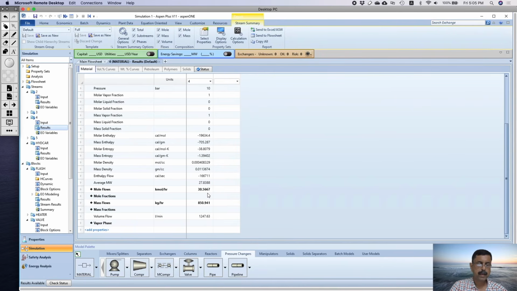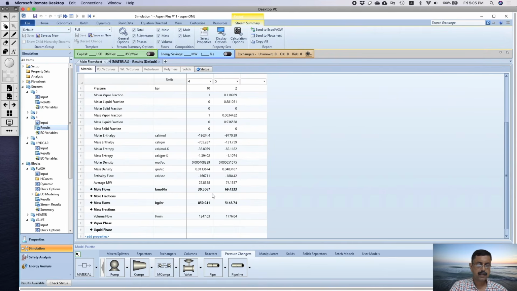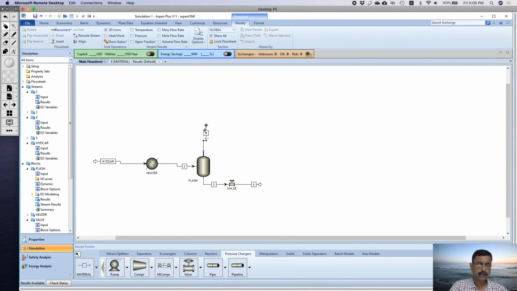If you compare 4 with 5, you see 30.566, this is the leftover gas, and this is 69.433. Total will be 100 kilomole, isn't it? So 4 and 5, this is 4 and this is 5. So this is 30, this is 69, and this is 100. Okay, total is 100.